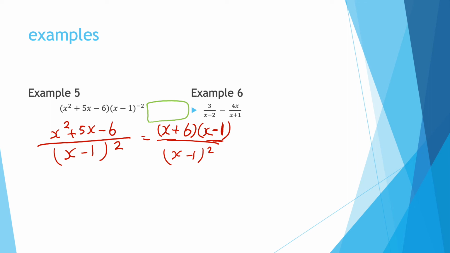Okay, and now you can see there is 1 bracket of x - 1 here. There is 2 brackets of x - 1 here. So I can cancel this one out. So I'll end up with x plus 6 over x minus 1.